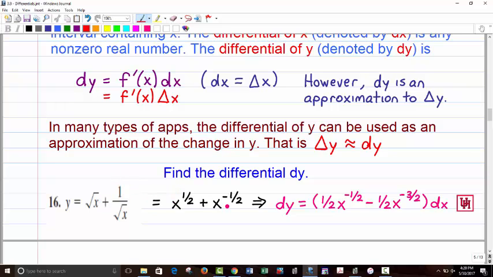So that would be the derivative. You have x to the 1/2, x to the negative 1/2, so it'd be 1/2 x to the negative 1/2 minus 1/2 x to the negative 3/2.